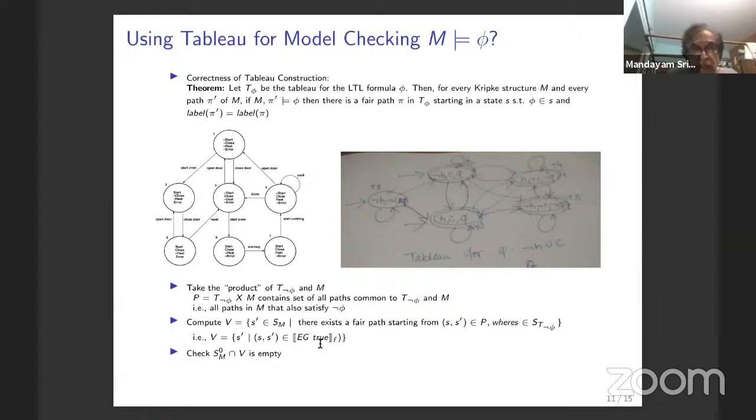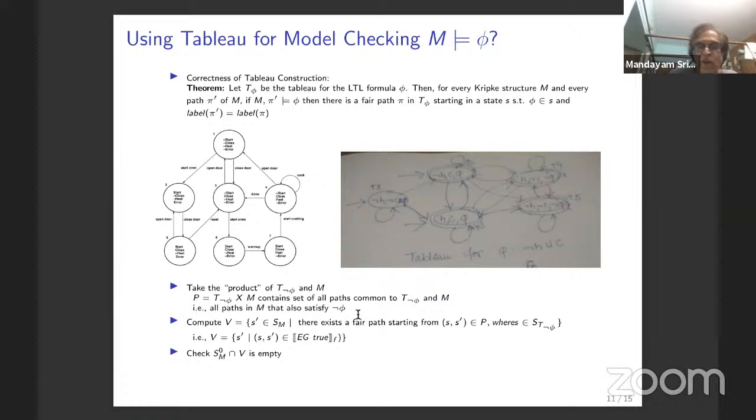As an aside, this kind of enumerating all the states from which there are fair paths in this product machine is exactly computing this EG of true, doing EG of true with the fairness constraint as defined. And we will see that we will define the fairness constraint in the product machine exactly as the paths that are fair in this tableau.